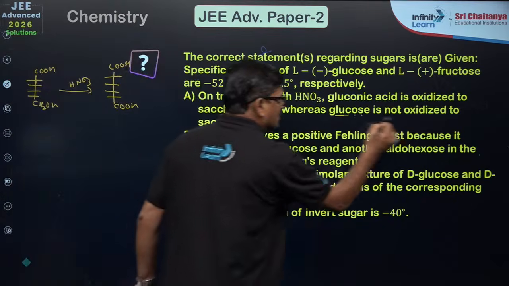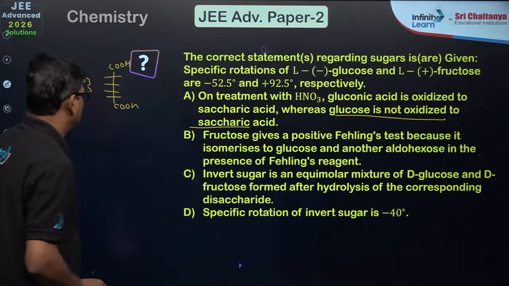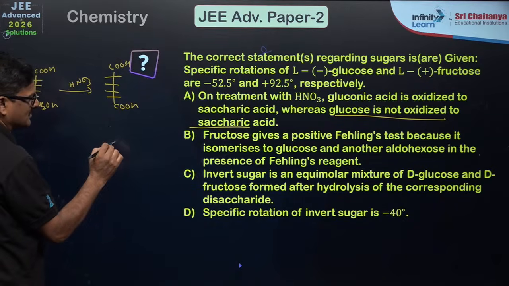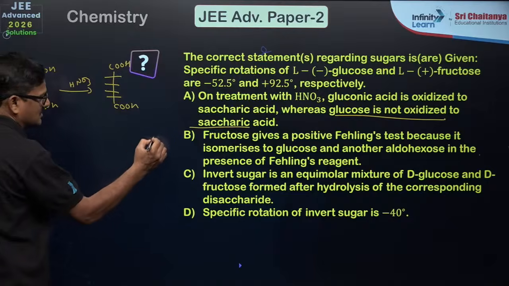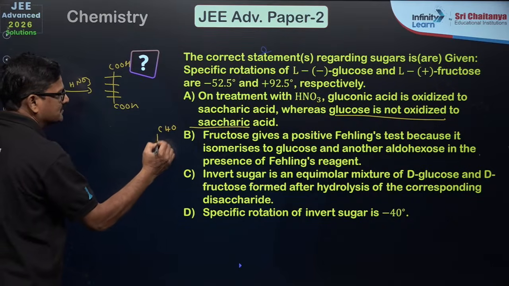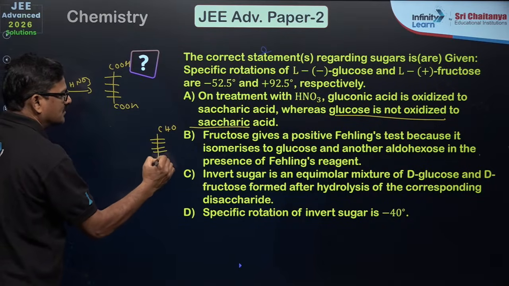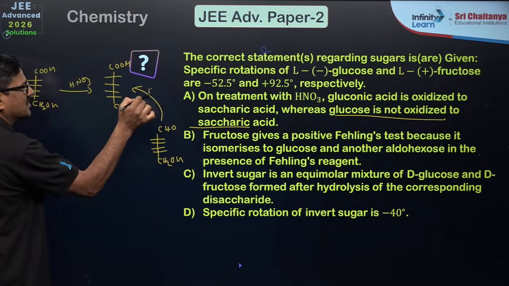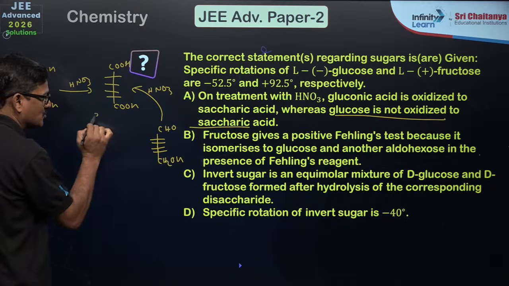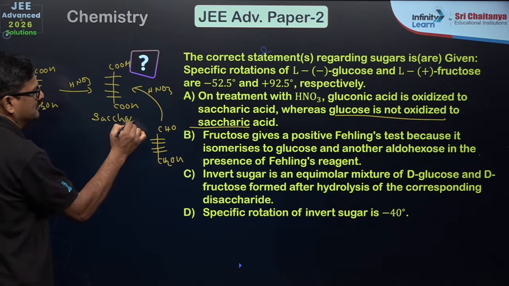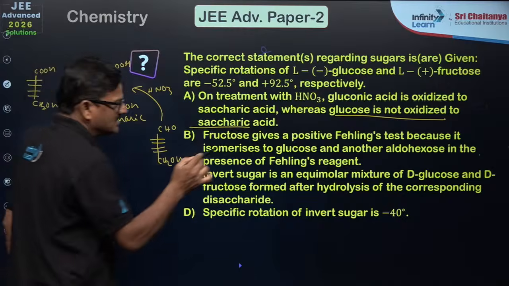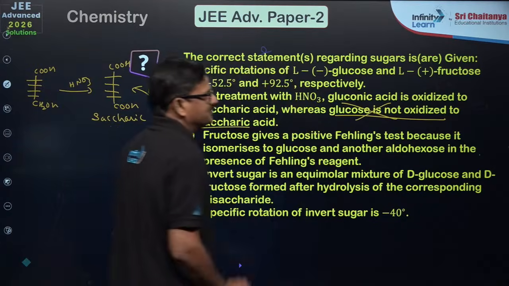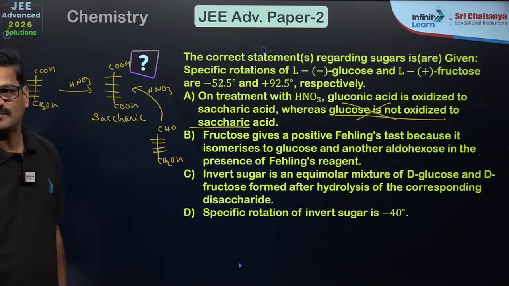Whereas glucose is not oxidized to saccharic acid. When you see the glucose structure, it is CHO and CH2OH, and on treatment with HNO3 it also gives rise to saccharic acid. So this part of the statement is wrong. I want to say this is a wrong statement.